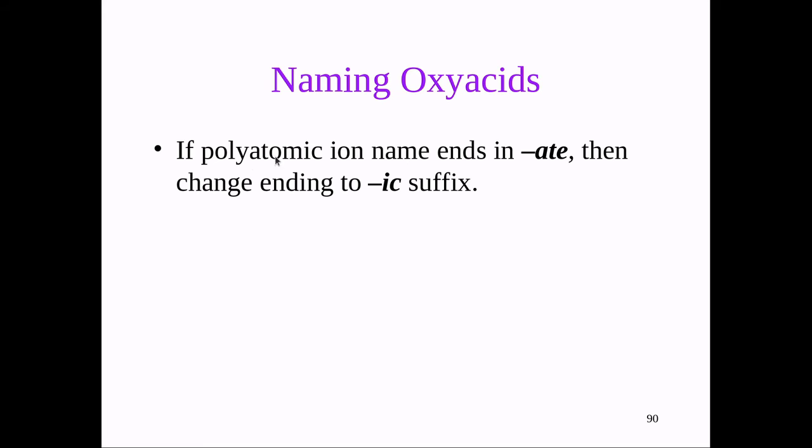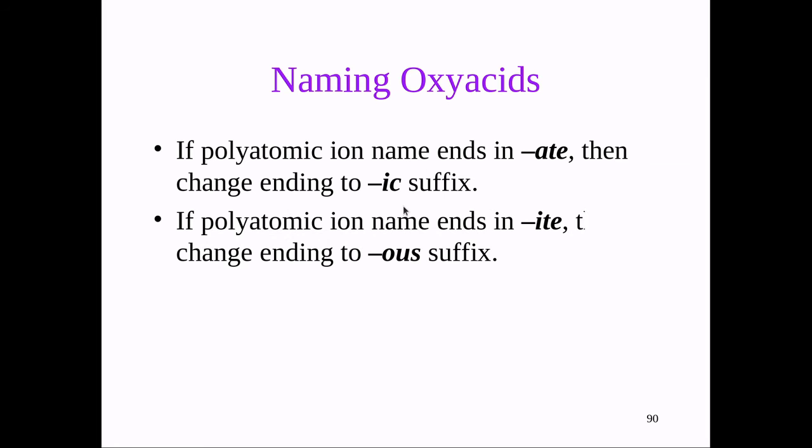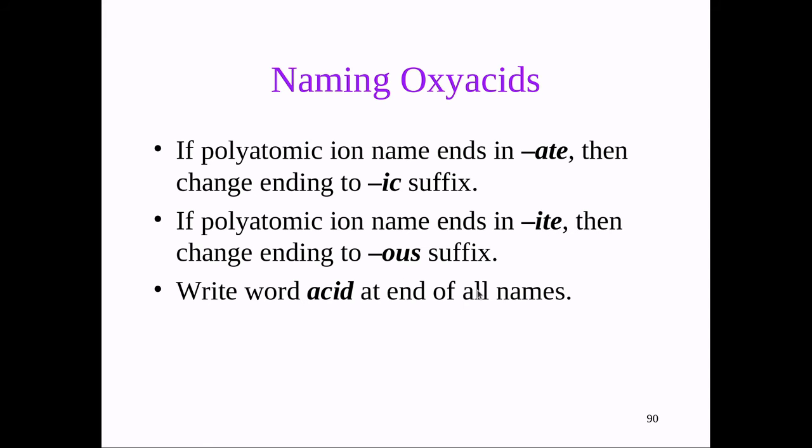For naming oxyacids, if the polyatomic ion name ends in ate, then we're going to change it to ic. So ate goes to ic. If it ends in ite, it's going to go to ous. So ite and ous. Then we're going to write the word acid at the end of all the names.